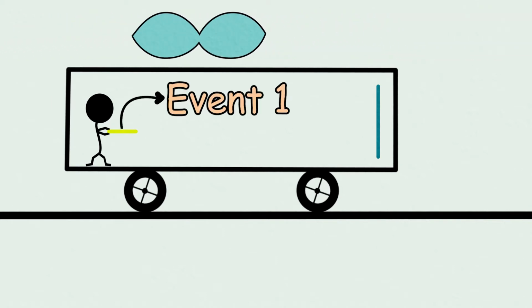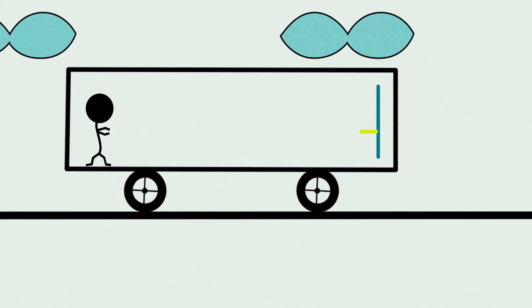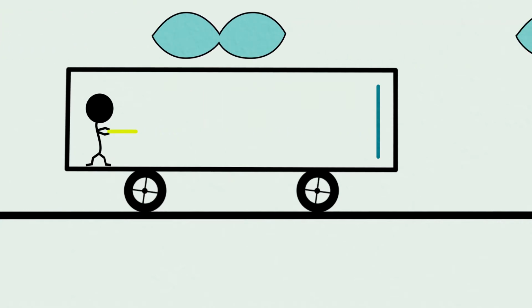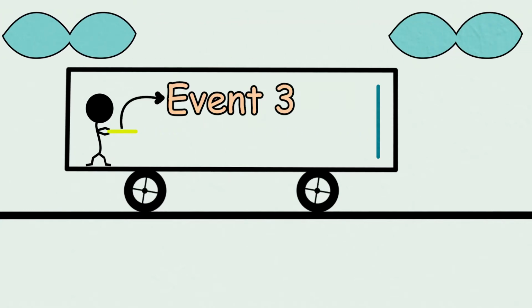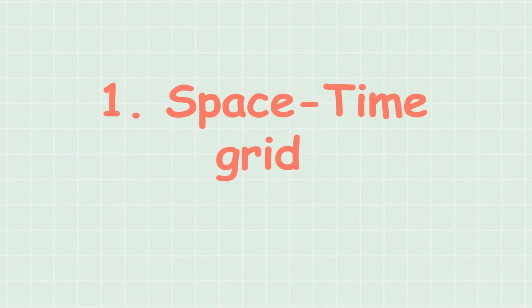We'll call this event where he shines the laser event 1. The event where the light beam hits the mirror, we'll call event 2. And the event where the light beam returns, we call event 3. Now, let's project this set of events on a space-time diagram.